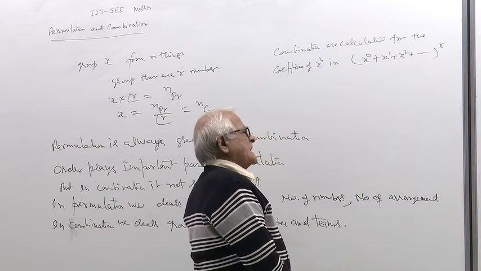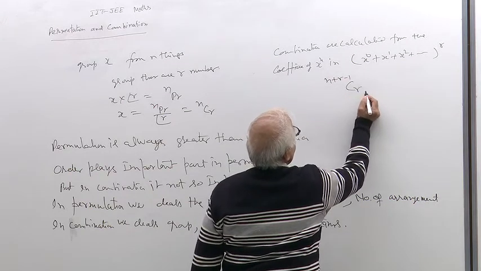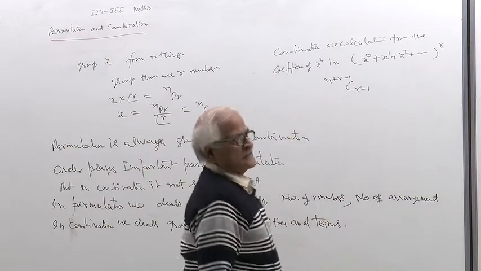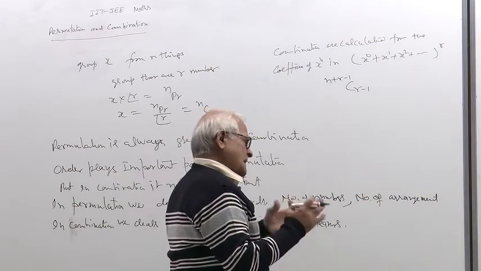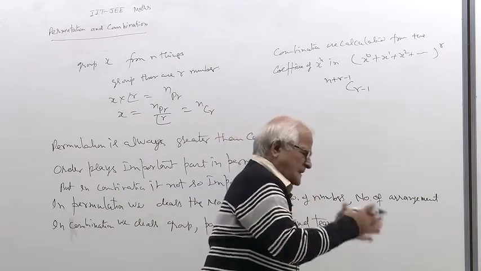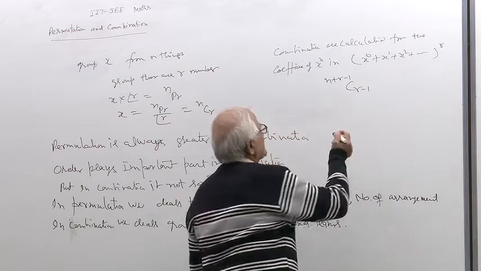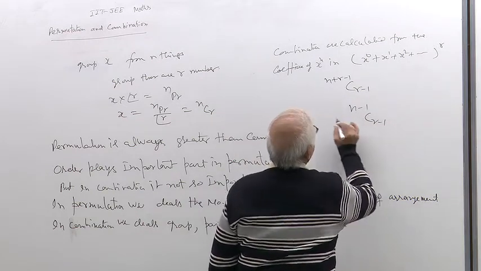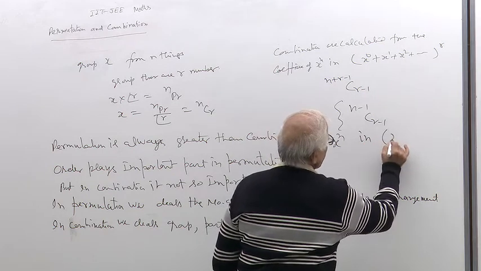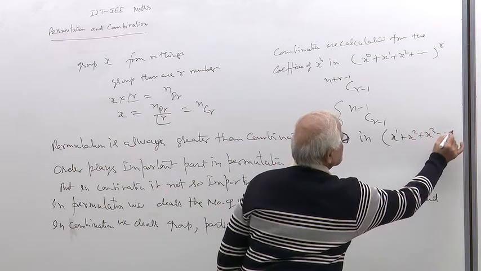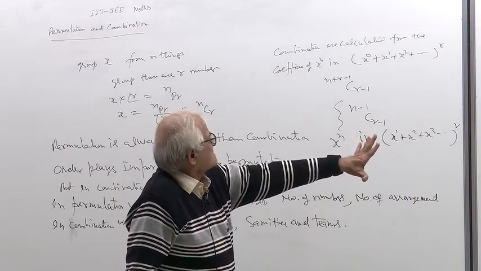Here comes n+r-1 C r-1. This is the total number. Then, if we take at least one, suppose n prizes are distributed among the persons, if we take at least one, then we have this formula. We can collect the power of x^n in (x^1 + x^2 + x^3 + ...). In this, we take the coefficient of x^n. Now there are some questions we are solving.